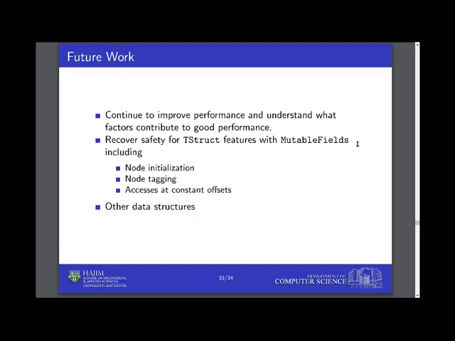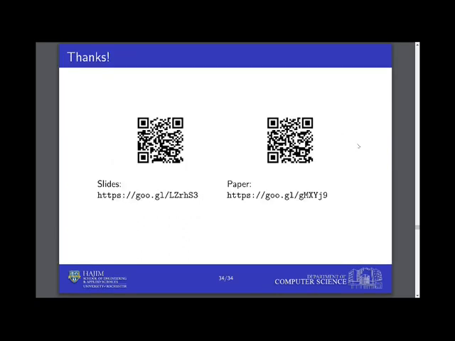So in the future, I'm going to keep looking at how we can improve performance. I'm going to continue with my implementation of the Immutable Fields extension and explore that. There's lots of interesting implications for a lot of concurrent data structures and other things. And look for other data structures and real-world programs that use concurrent data structures. So, thank you.